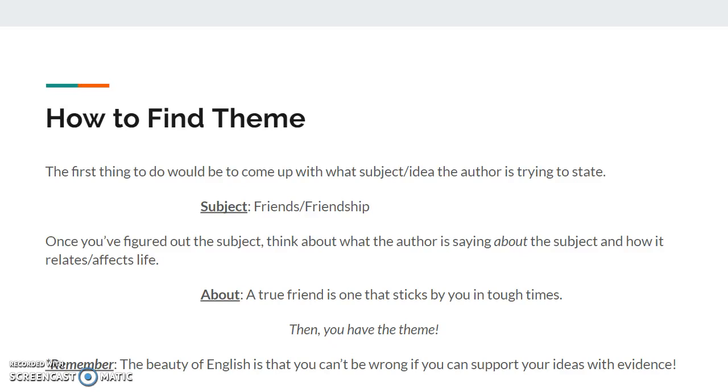So the first step is to come up with some of the subjects that we see in the text. Things like friendship, racism, family. Once you've figured out the subject, you need to think about what the author is saying about that subject, how it relates to real life, or the insight into human nature that it gives us. So instead of saying that friendship is a theme, friendship is actually more of a subject, but what we learn about friendship is a theme. So a true friend is one that sticks by you in tough times, is an example of a theme.